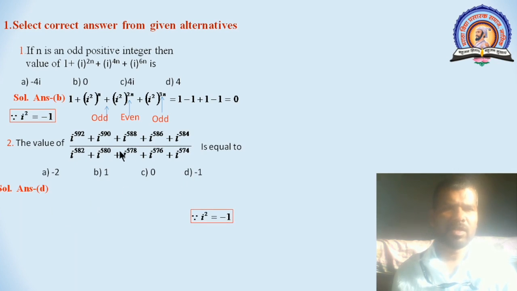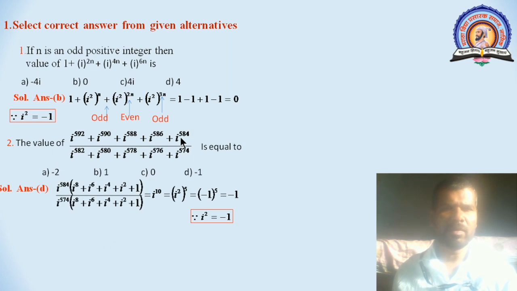I will take outside the minimum power of i from the numerator and the minimum power of i from the denominator. So the minimum power in the numerator is 584. We'll take it outside, and inside the bracket we get i^8 plus i^6 plus i^4 plus i squared plus 1. Similarly, taking i^574 outside, we get inside the bracket i^8 plus i^6 plus i^4 plus i squared plus 1. These two brackets get cancelled.